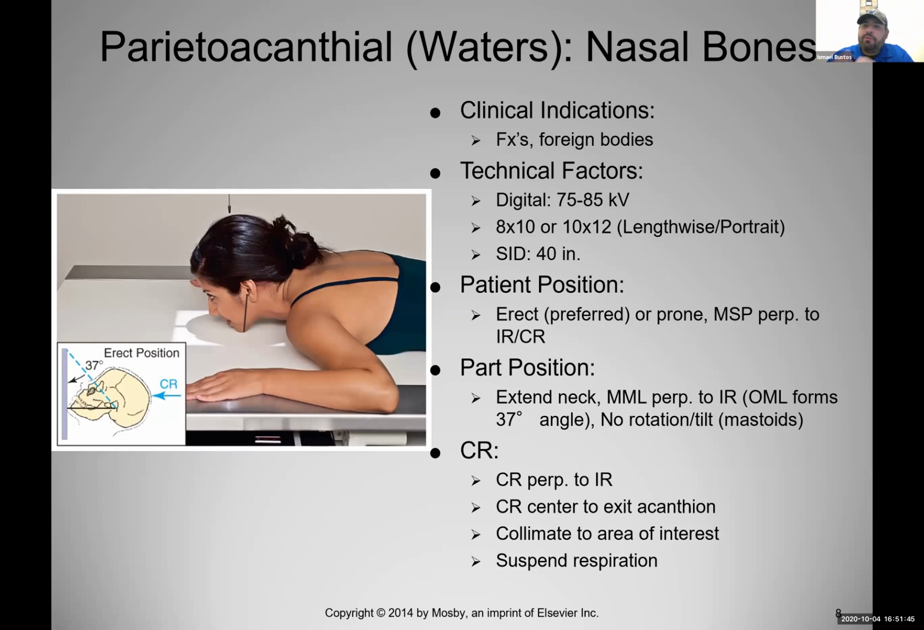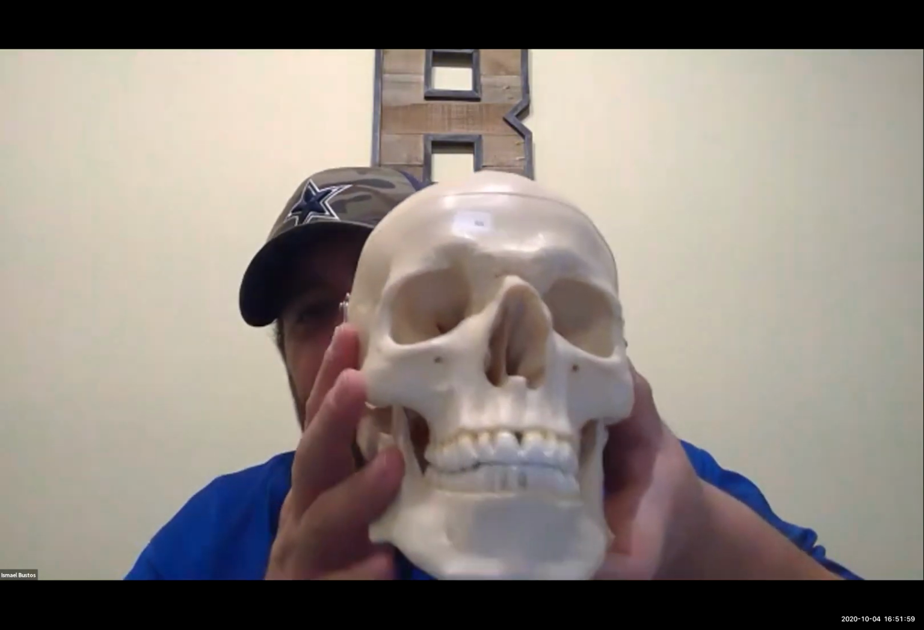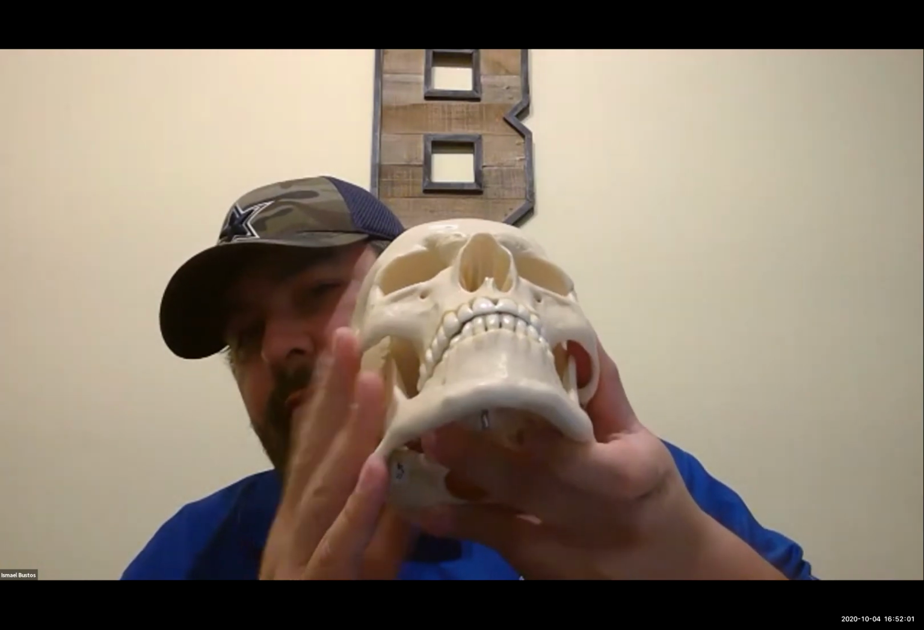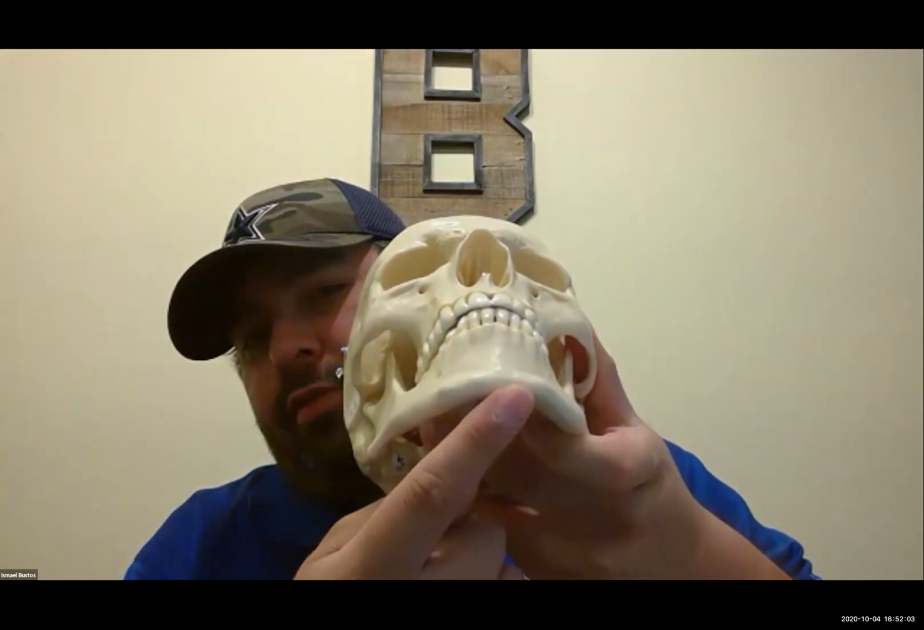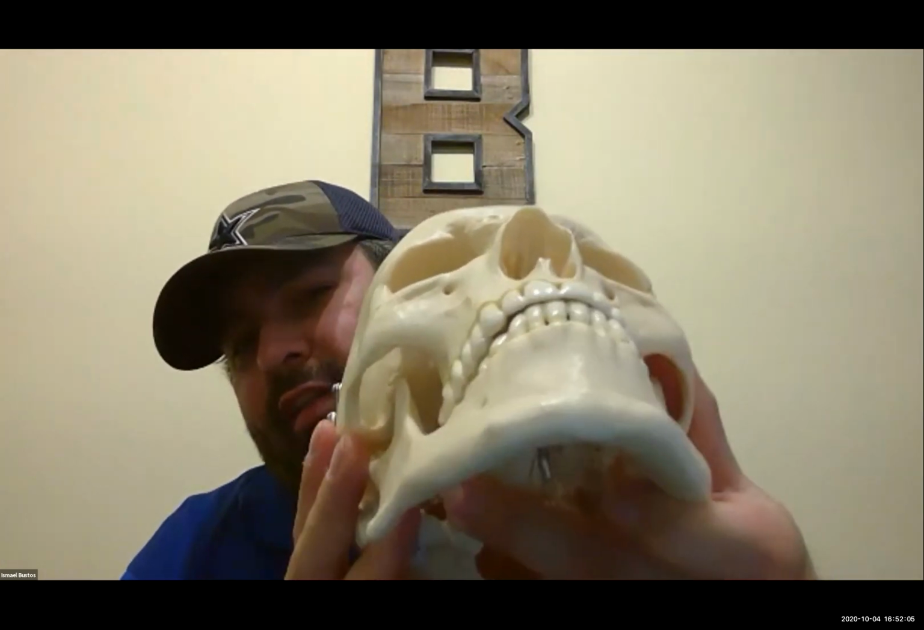Okay, so for this projection, what you're going to want to do is extend the head and place the chin on the image receptor. Again, I know that people wanted me to show it bigger here. I'm going to raise the chin, put that chin on the image receptor. So you want it resting on the image receptor. It's going to look like the patient is trying to keep their head above water, right? That's what you want to do.